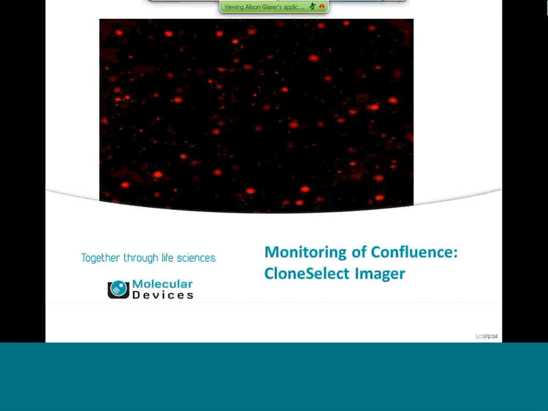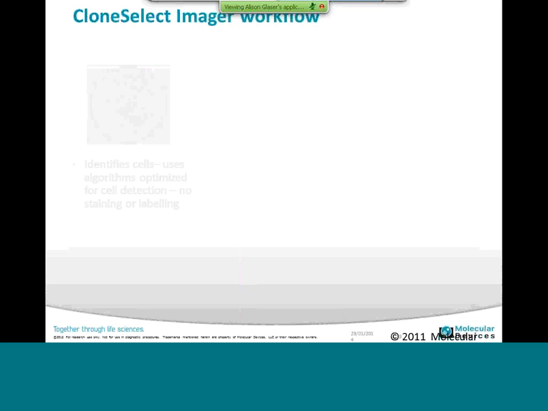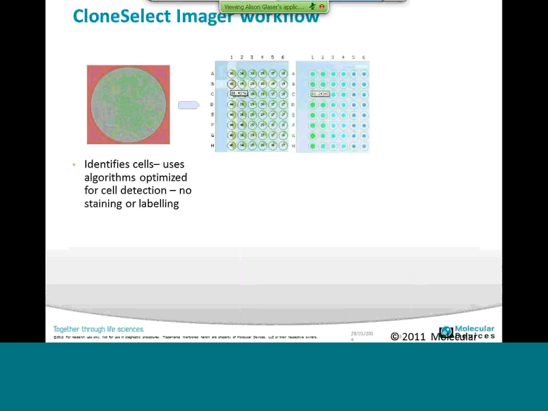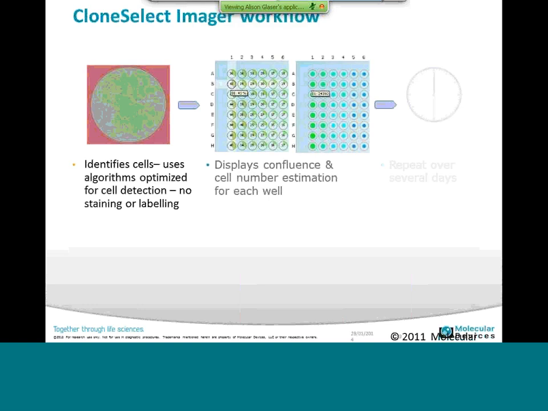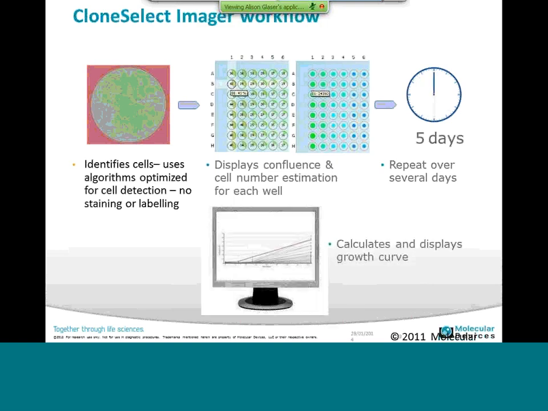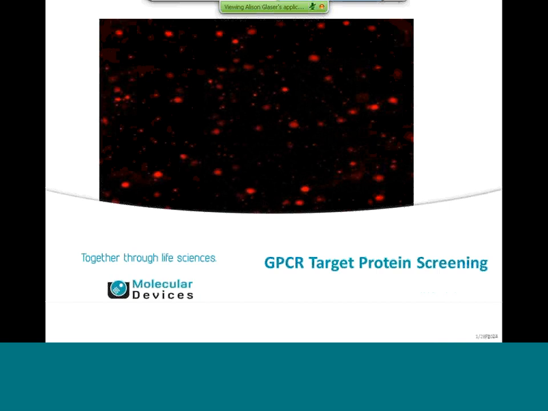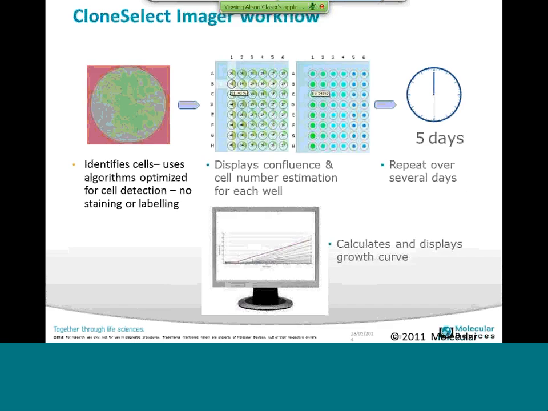After picking the clones on the ClonePix, we moved to using the CloneSelect imager to monitor confluence. The CloneSelect imager is a platform that allows one to image cells without any stains, labels, or dyes and monitor for confluence and automatically determine confluence, cell number estimation, and growth charts for every single well of your plate and track over time.